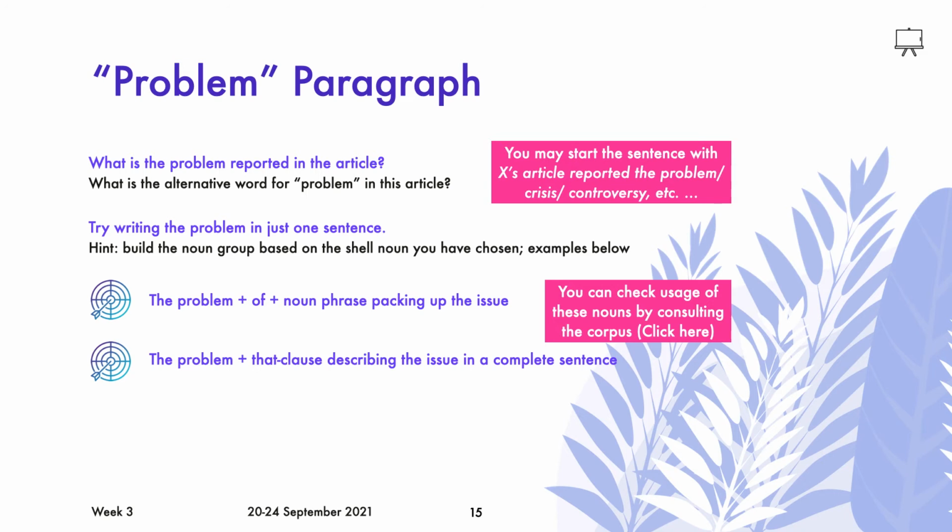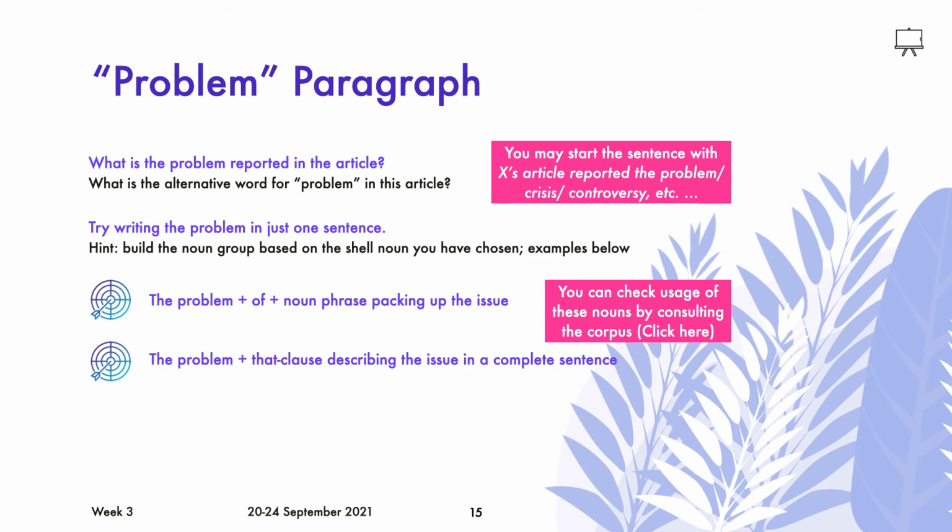The hint would be building the noun group based on the shell nouns you have chosen, with the examples below. For example, you can say the problem of, and then continue writing using a noun phrase. Remember, after the preposition of, you must use a noun phrase, packing up the issue. Alternatively, you may want to use the problem that, and in this case, you can use a full clause, meaning a full sentence, describing the issue.